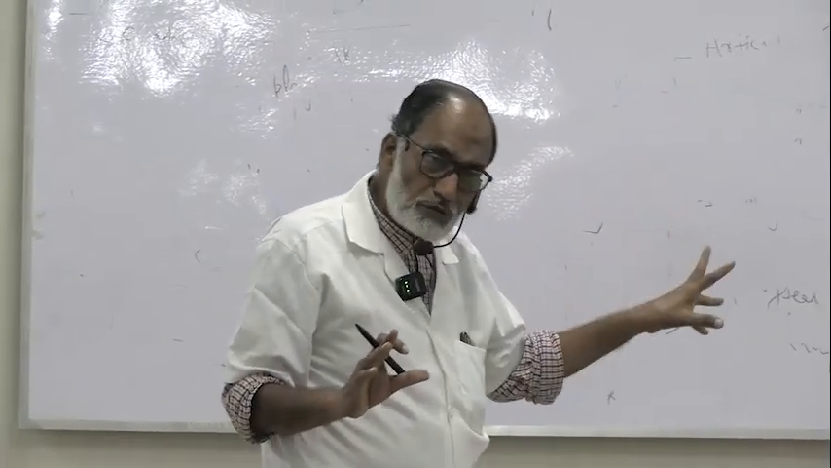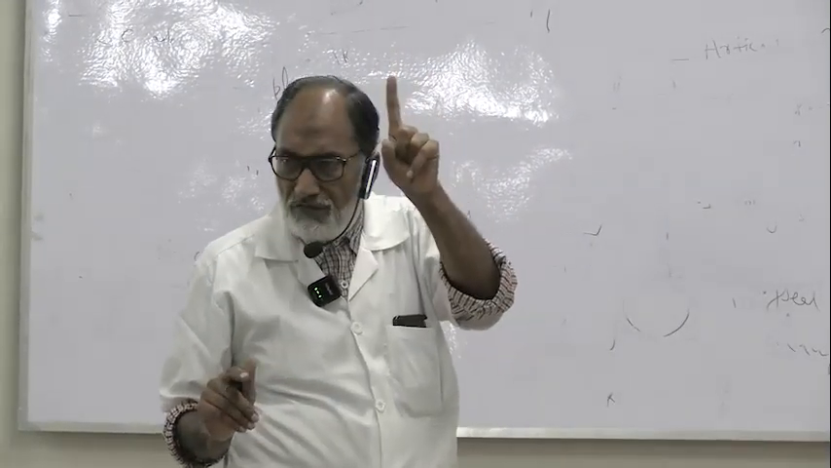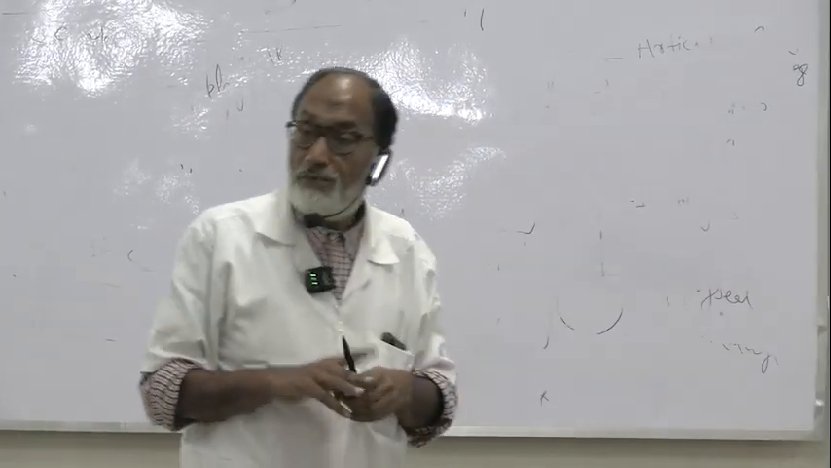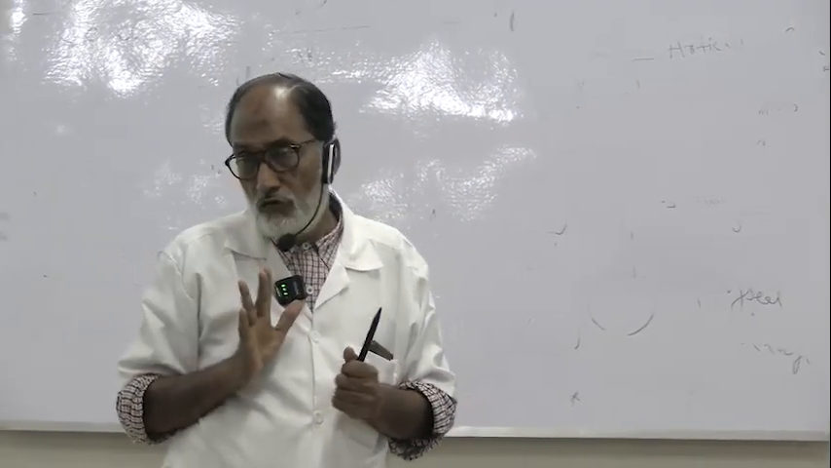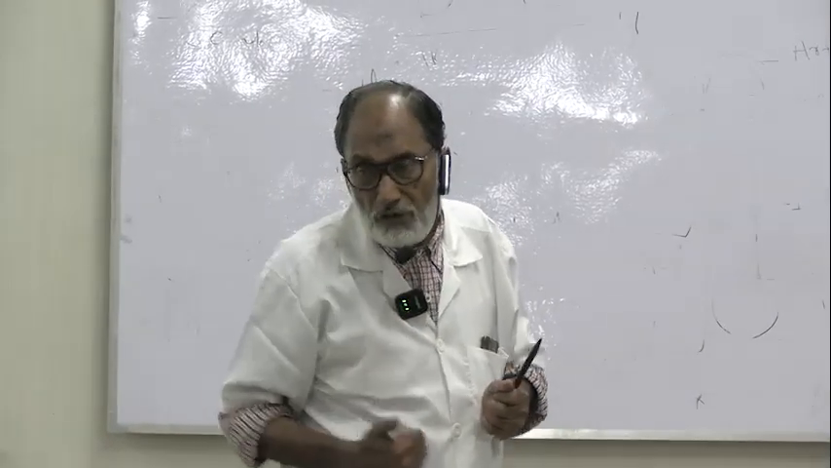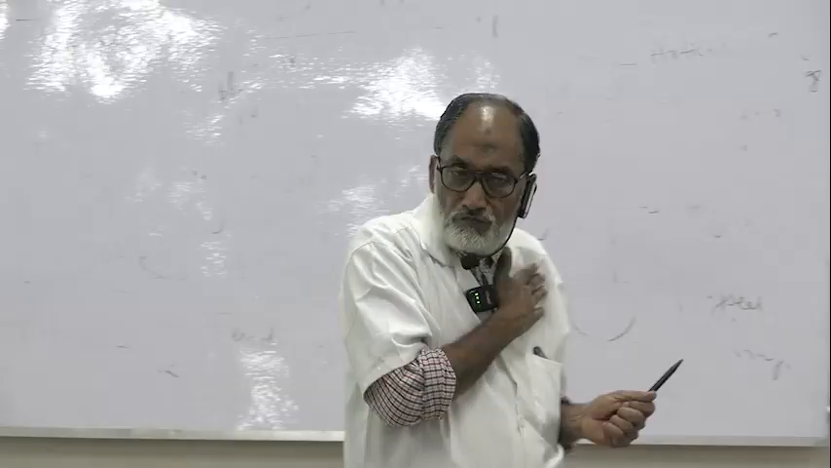Out of these two nerves, only one pierces the clavipectoral fascia, that is the lateral pectoral nerve, and the medial pectoral nerve pierces the pectoralis minor. It does not pierce the fascia, but it pierces the pectoralis minor that lies deep to pectoralis major. Right?